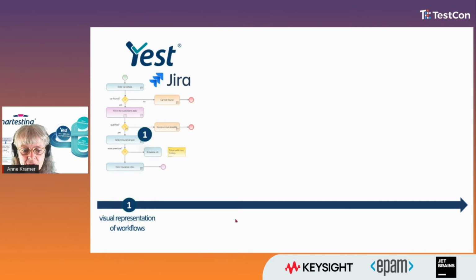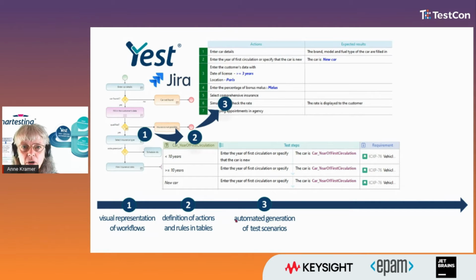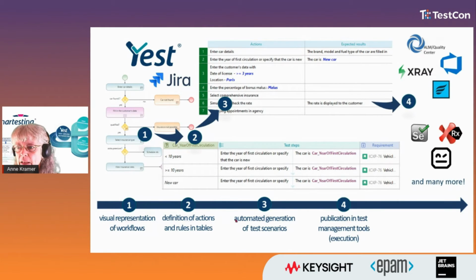So what I will show you in a moment in a live demo is first you have the visual representation of the workflow in Jira or in Yest. Then you add the information on what you really want to test in form of decision tables, which reflect the business rules. Then you perform automated test case generation, giving you test scenarios like the one that's shown here, which is an insurance example. Then you can publish your test cases into whatever test management tool or test execution you want to have.